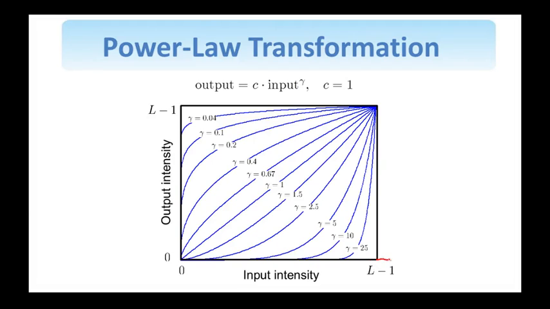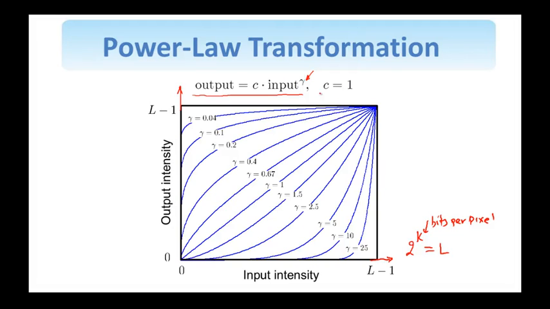The power law transformation is depicted here. Again, on the horizontal axis are the intensity values of the input image. They range from 0 to L-1, so if k bits per pixel are used to represent the intensity values, then 2 to the k equals L. Similarly, on the vertical axis, we show the intensity values of the output image. The mathematical expression for the power law transformation is shown here. So the output value equals a constant times the input value raised to a power. The exponent there is denoted by gamma.